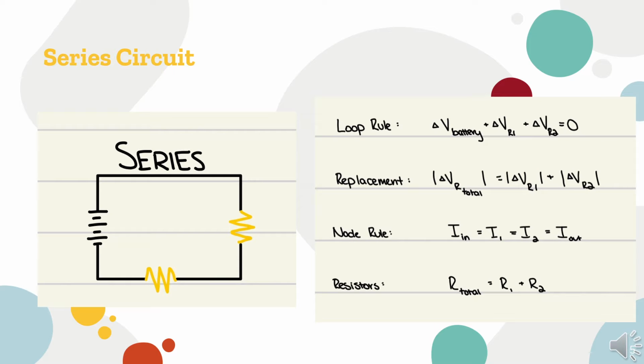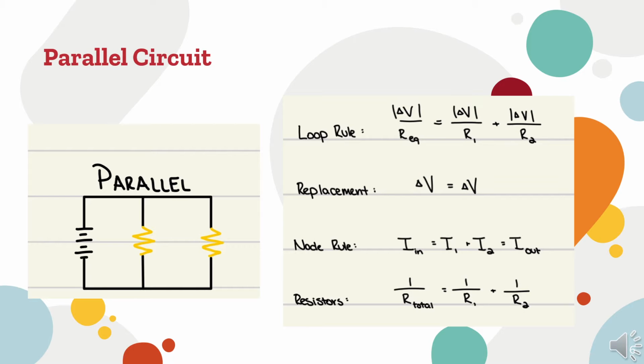Here is a basic diagram representing a series circuit. When we apply loop rule and node rule, we discover the following properties. Let's compare these results to a parallel circuit. Here we can see another diagram representing a basic parallel circuit. Again, once we apply loop rule and node rule, we yield the following information.